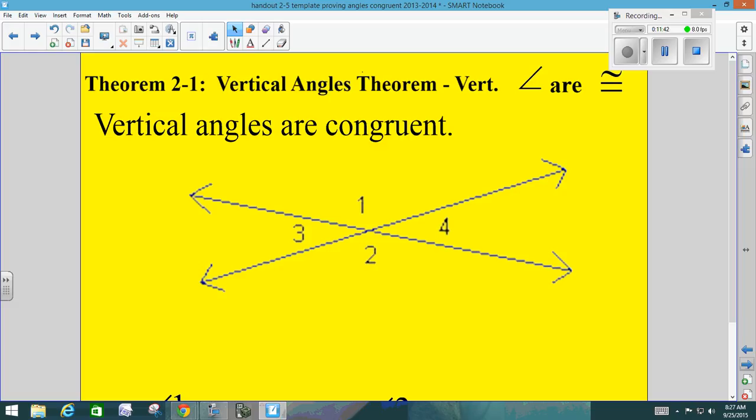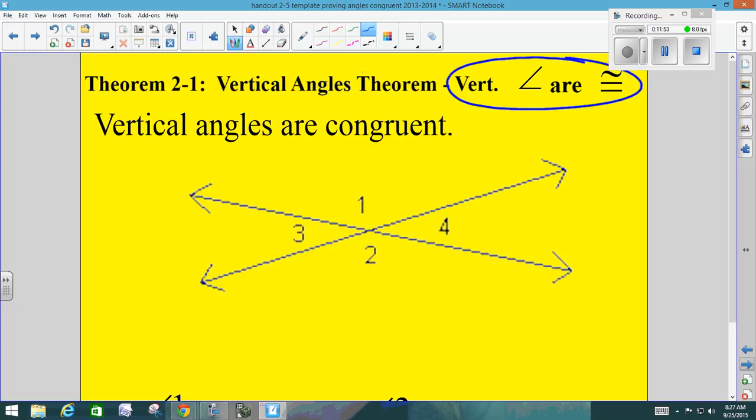Unless it says prove the theorem. But if it doesn't say prove the theorem and it says explain, you would just write vertical angles congruent. And you can write it just like this. You can abbreviate it. Vertical angles are congruent. Okay, it is a tiny little theorem, but a very important theorem.